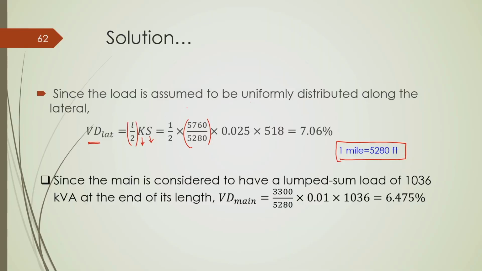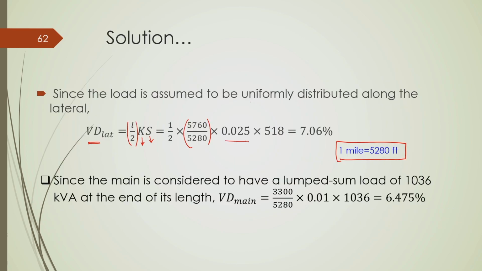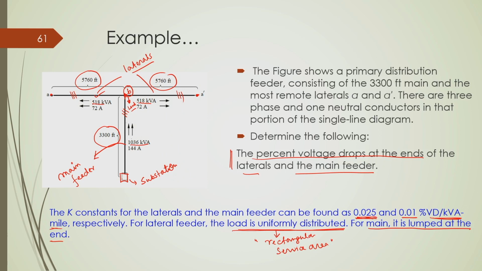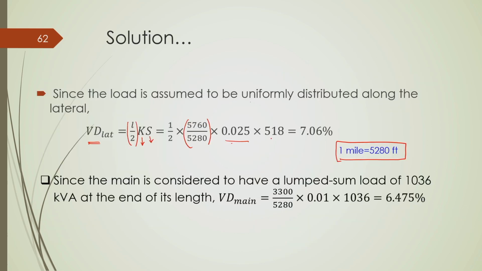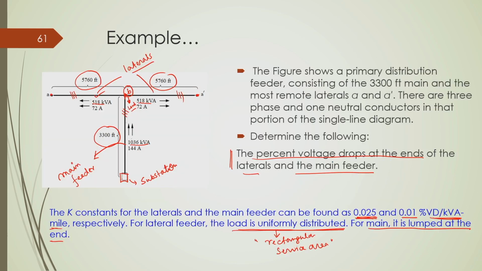If you multiply, then you will get this voltage drop. The effective length for this type of feeder is half of the actual length, and S is already given, that is 518 kVA. And the K value we directly took from here. The K value of the lateral feeder is 0.025. Once you multiply all these things, you will get the percentage voltage drop directly, because the K parameter is given as percentage voltage drop, not per unit. So, this is coming out to be around 7% voltage drop. Now, 7% voltage drop will occur between point B to A dash and between these two points B to A. This one has to be understood.